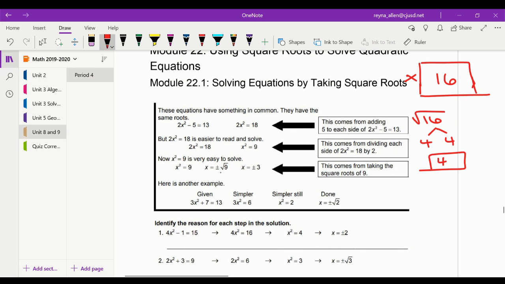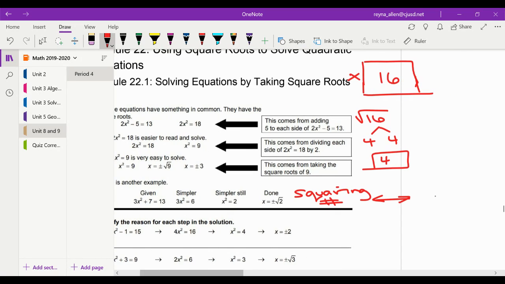So in all of these equations, we eventually will get to x squared equals a number, and then we need to be able to undo the x squared. So the opposite of squaring a number is taking the square root. So they undo each other. So x squared is undone by taking the square root. Okay.